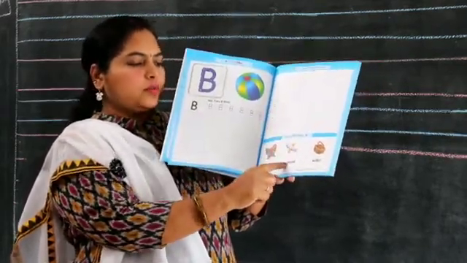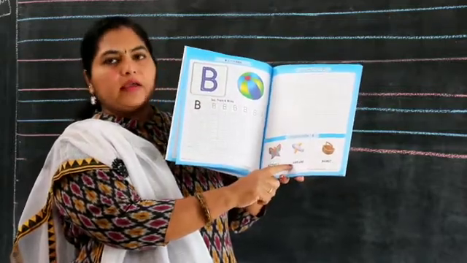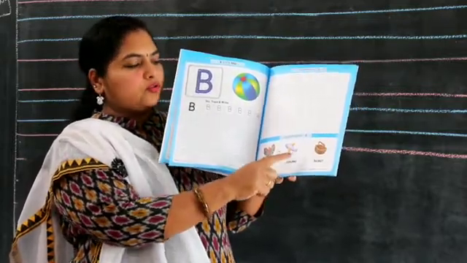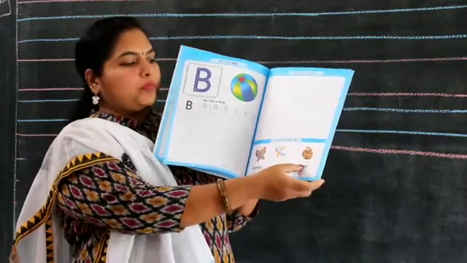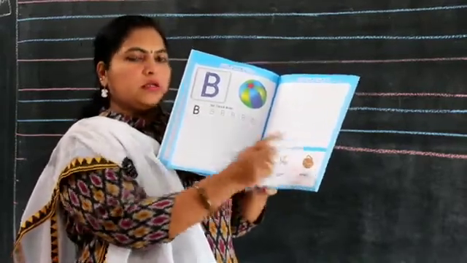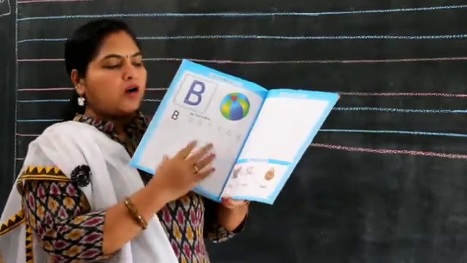Now this is aeroplane. Aeroplane starts with the letter A, so you don't have to circle it. This is a basket and it starts with the letter B, so you need to circle the basket. So this is the activity after letter B.